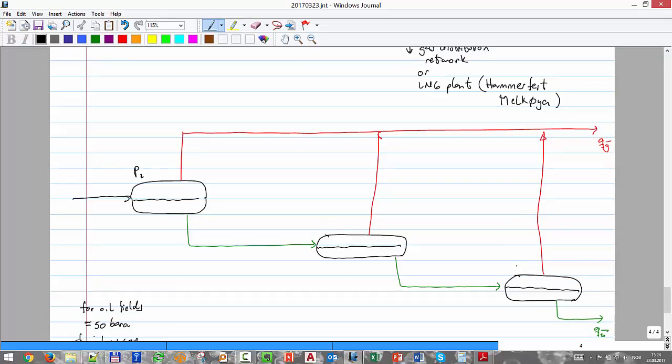That here will be very close to standard conditions, so that might be maybe 2 bar. And here you have something in between, might be 16 bar. And that pressure maybe 50 bar. Just to put some numbers, but the pressure is reducing. That will be the first separation stage, the high pressure, also called HP.